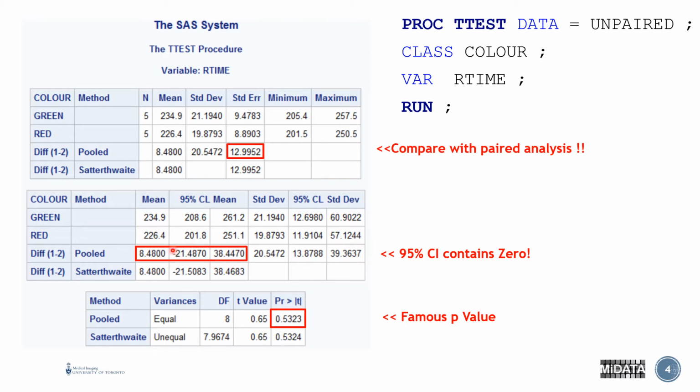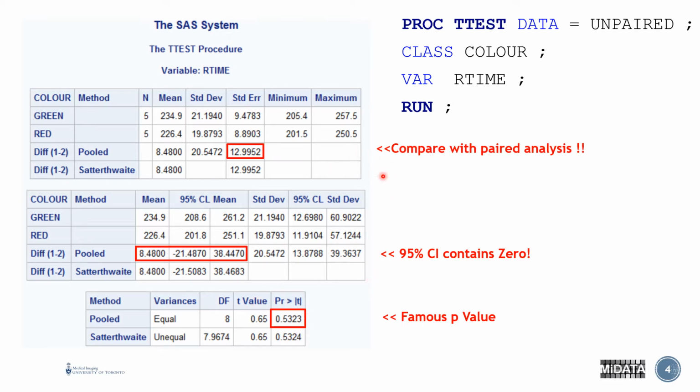Whoa, wait a minute. Now, if you keep looking down, we look at this famous p-value, which, don't worry, we're going to talk a lot about in this course. If you look at the p-value, it is 0.5323, not 0.05, but 0.5. So clearly it is greater than 0.05. And this makes sense, because if your confidence interval contains 0, which is your null hypothesis, it makes sense that your p-value is going to be greater than 0.05.